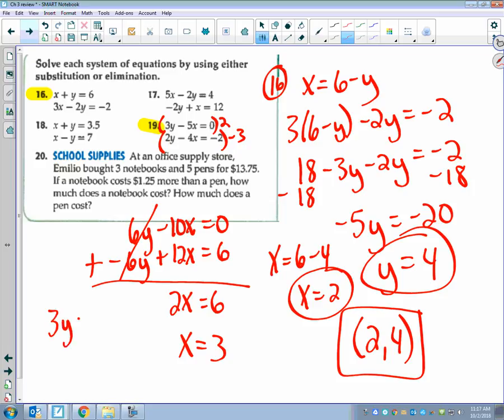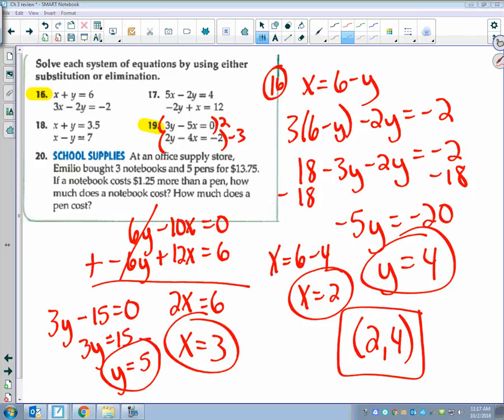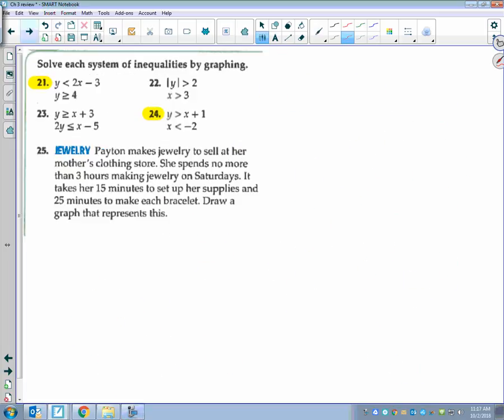And then I have to plug that back into one of these equations. It doesn't matter where. I'm just going to go to the very top one, and that would become 5 times 3 is 15. So 3y equals 15, y equals 5. And then check that that works, right? 10 minus 12 is -2, and 15 minus 15 is 0.